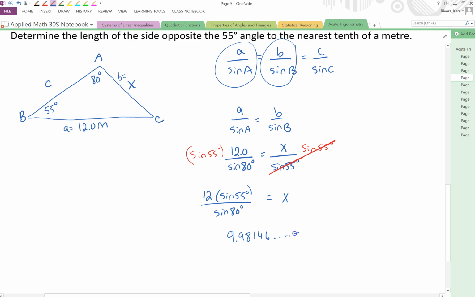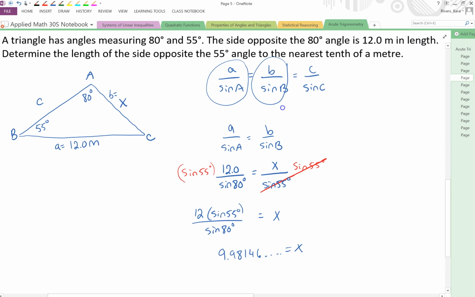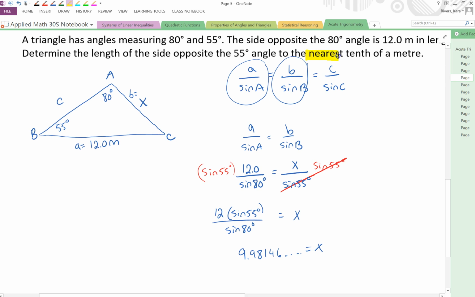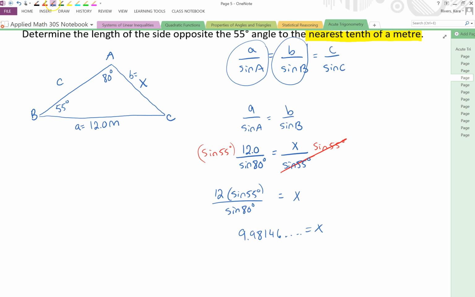And so on. The question specifically says, answer to the nearest tenth of a meter. So that's one decimal place. Well, one decimal place in this case would be 10.0. So what are we solving for? The length of the side opposite 55 degrees, and we've got it in meters, so we should say that the length is 10 meters. And that's our final answer for example 1.